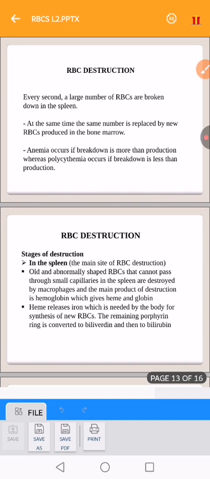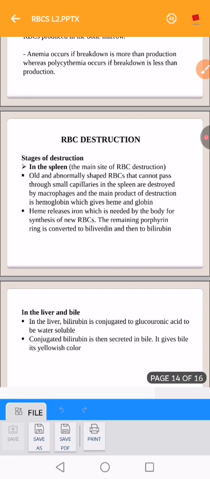So that porphyrin ring is converted to biliverdin and then to bilirubin. After that, the bilirubin enters the liver and the bile. In the liver, the bilirubin is conjugated to glucuronic acid to become water soluble. That bilirubin is water insoluble. When it's conjugated to glucuronic acid, it becomes water soluble. The conjugated bilirubin, which is water soluble, is then secreted in the bile. It gives us the yellow color of the bile.